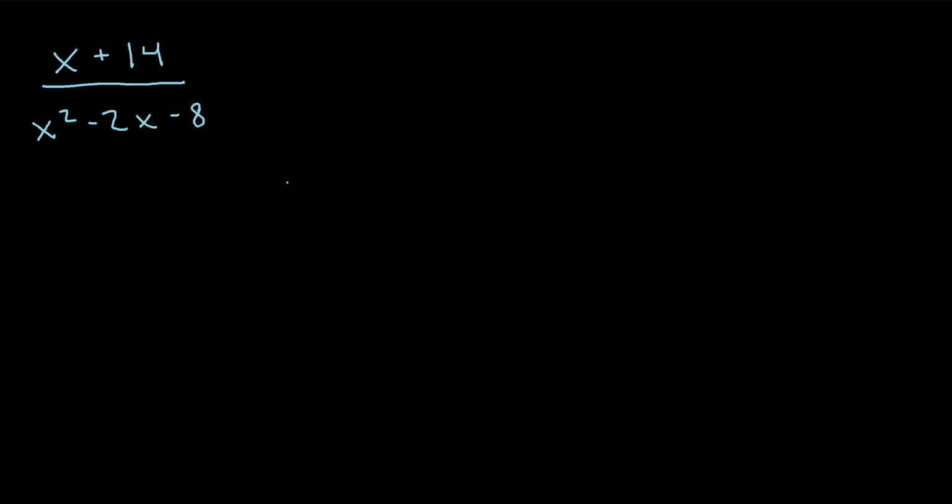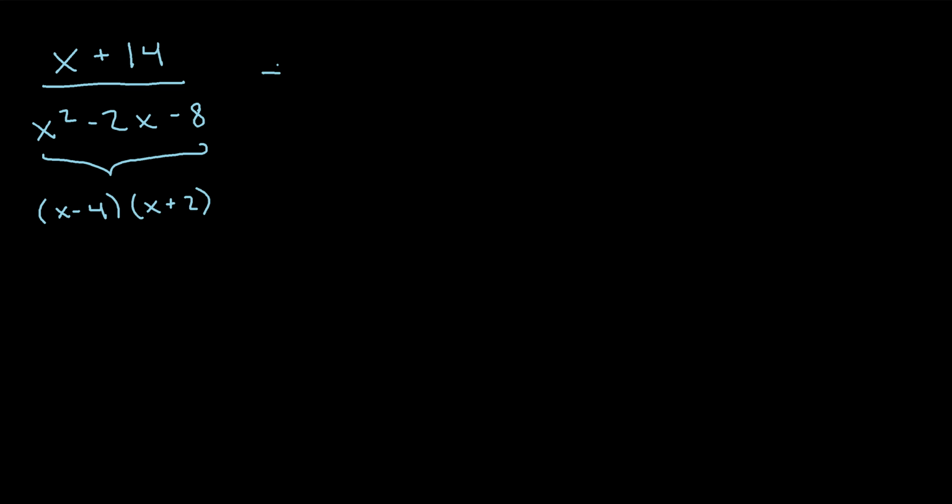All right, let's try one more example. Let's say we have x plus 14 over x squared minus 2x minus 8. How can we decompose this fraction into two smaller fractions that were added together? Well, again, we can use the trick of factoring the denominator. So how can we factor this denominator? Well, we can ask ourselves what values multiply to negative 8 and add to negative 2. That would be negative 4 and positive 2. So we can rewrite the denominator as x minus 4 times x plus 2.